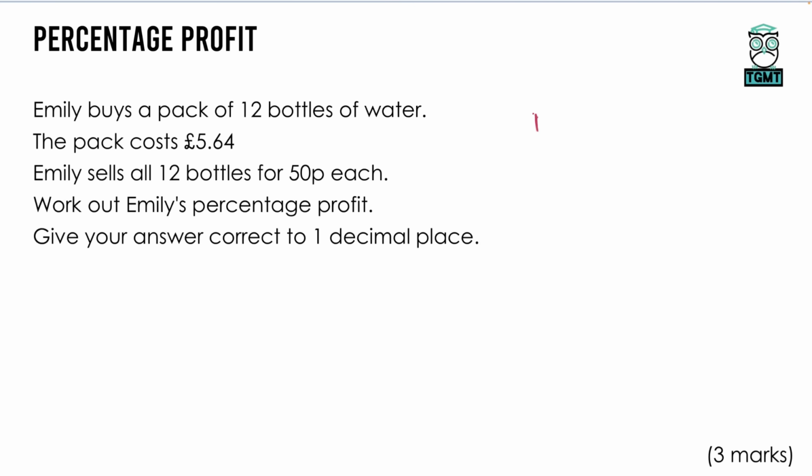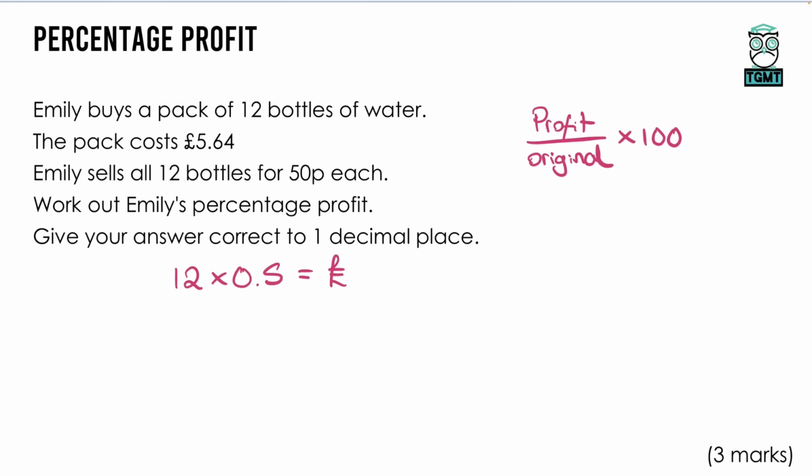When we're looking at percentage profit, we just want to do the profit or the change, because they might have made a loss as well, over the original cost, and then multiply that by 100 to turn it into a percentage. So here we actually need to work out the profit. So the original we already have, £5.64. So to work out the profit, we need to work out what she actually sold them for. So here we have 12 times 0.5 or 50p. We can do it in pence and then convert it. I've just converted it first, and that comes out as £6. So £6 is what she sold them for.